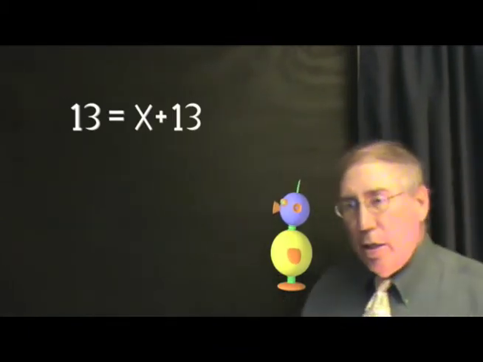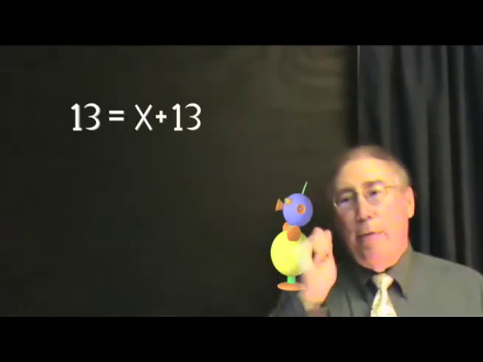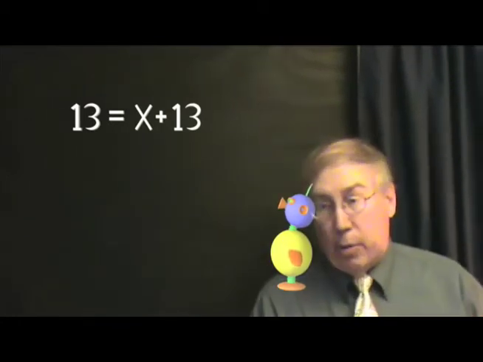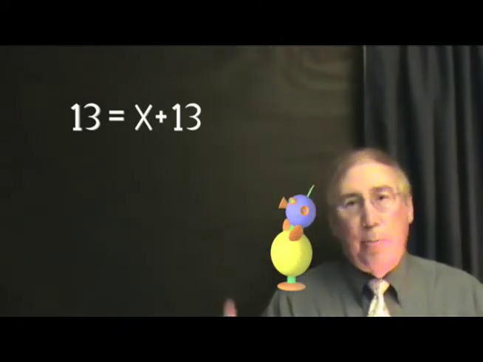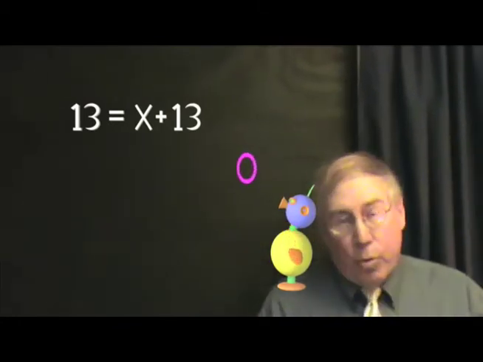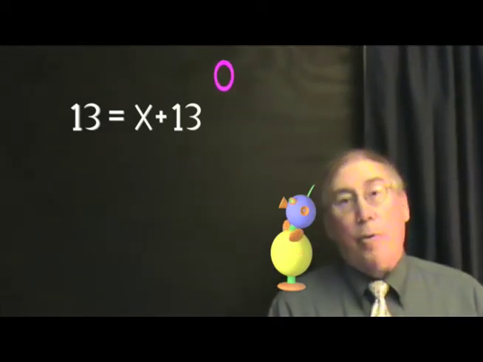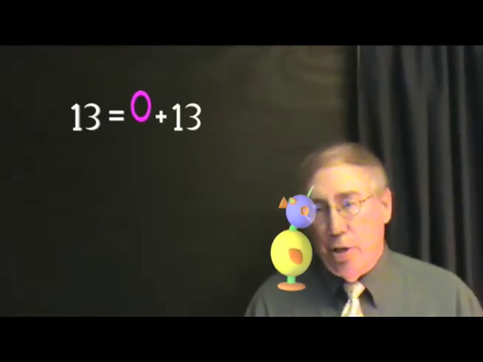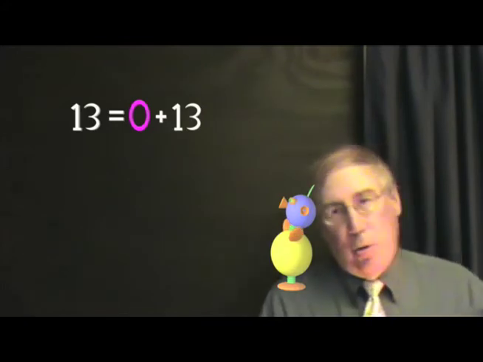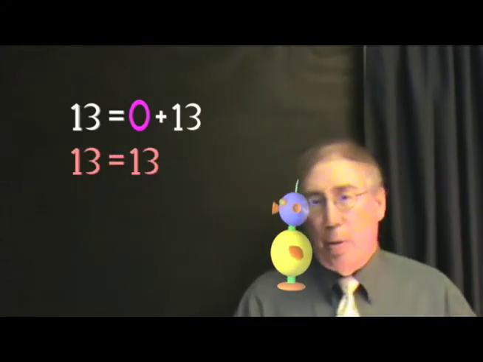So now, let's take a look at this. What can we put in for x to make both sides equal? Well, of course, that's going to be 0. And we're applying the 0 property of addition when we do that. So we get both sides equaling 13.